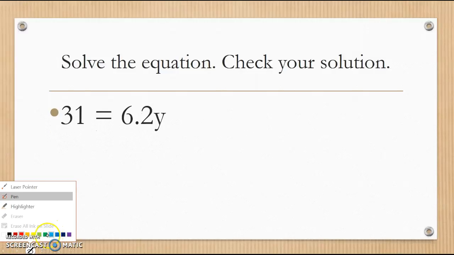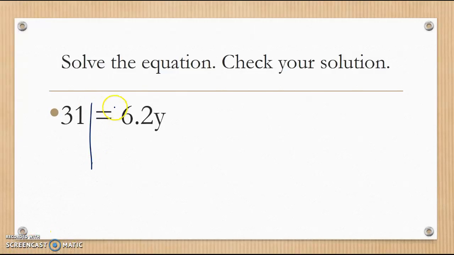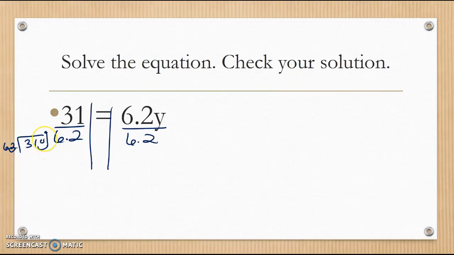Solve the equation, check your solution. Here, this is a multiplication problem. So we're going to use division to undo that. So we're going to divide both sides by 6 and 2/10. When we take 31, we want to make sure that goes into our division house, and we're going to divide that by 6 and 2/10. Make sure to make that outside number a whole number, so we have to swoop our decimal place. But when we take that 31 and do our division with 6.2, we end up with 5 equals y, because those 6.2's cancel out. So we're left with 5 equals y.